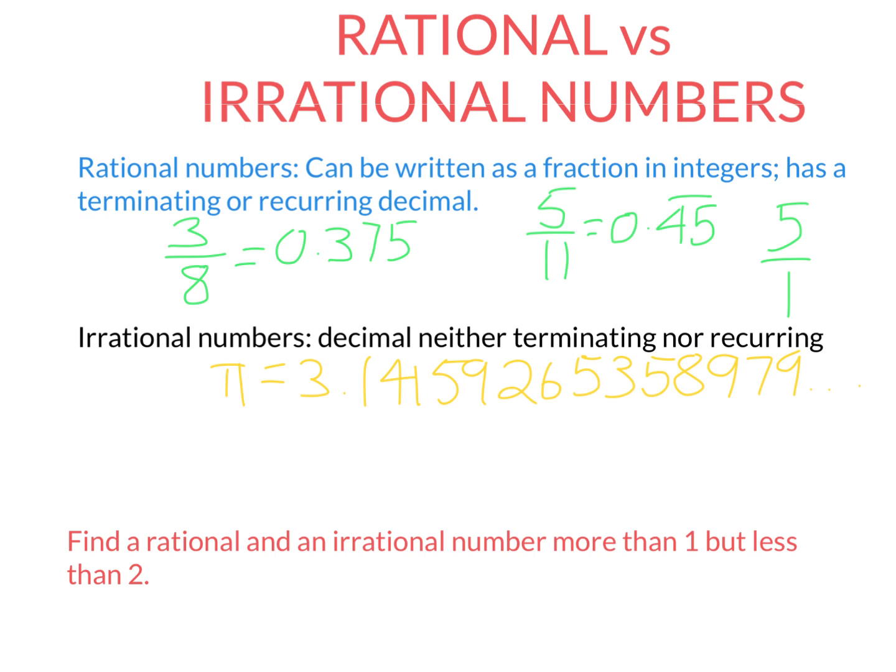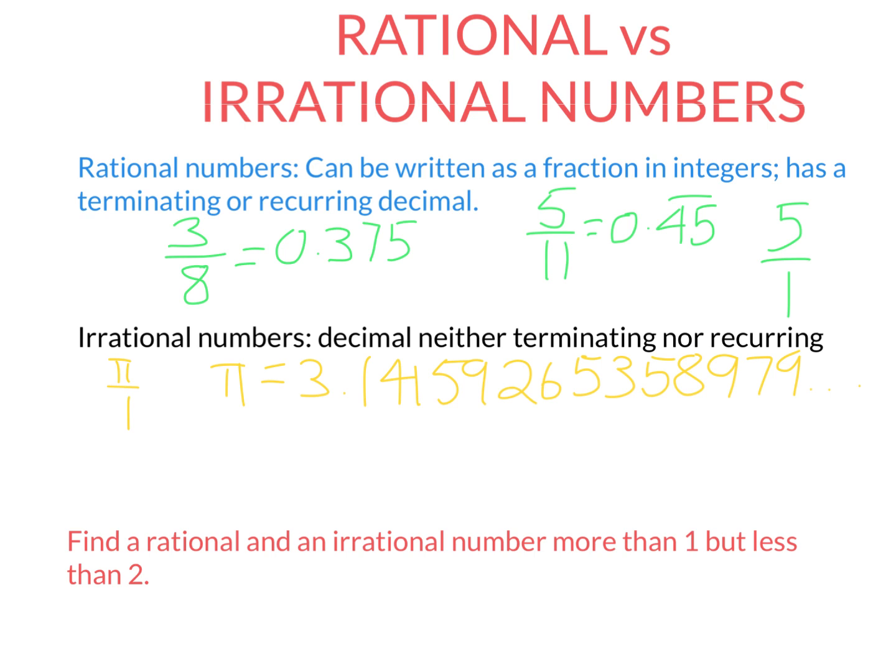So pi is irrational. You can't write it as a fraction in the integers. Of course you could write pi over 1. That is a fraction, but the numerator is not an integer. You can't actually write pi as an integer divided by another integer. So pi is an example of an irrational number.